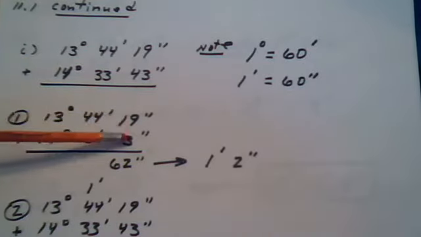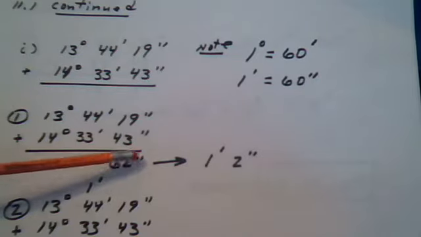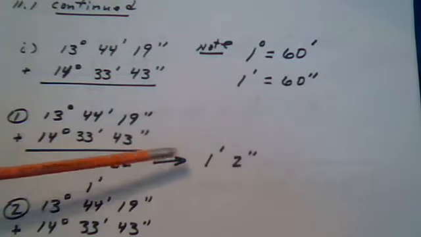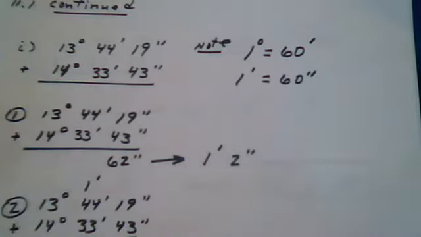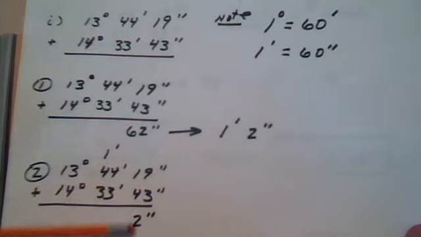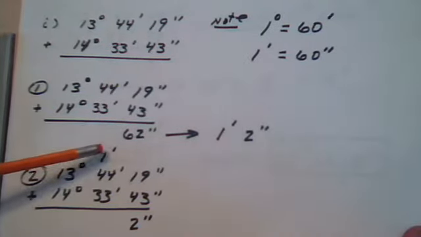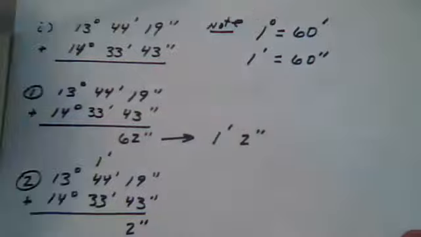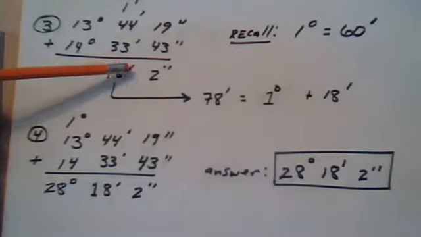So you add these two numbers, it gives you 62 seconds. So you take a group of 60 and convert it to 1 minute with 2 seconds left over. The second stays in its seconds column. The minute carries over to the minutes column. Then you add these three numbers, and you get 78 minutes.